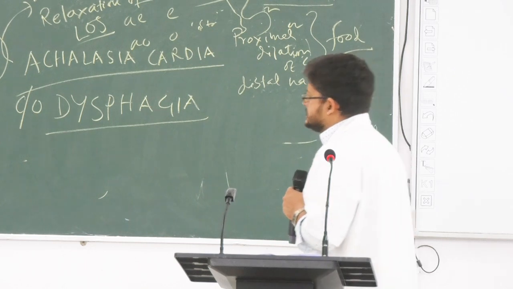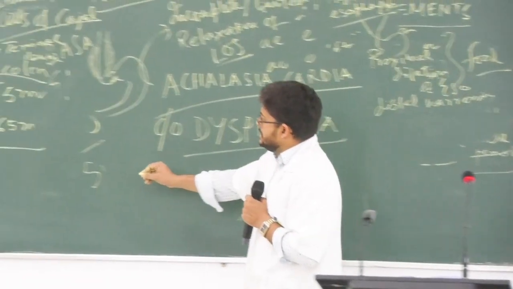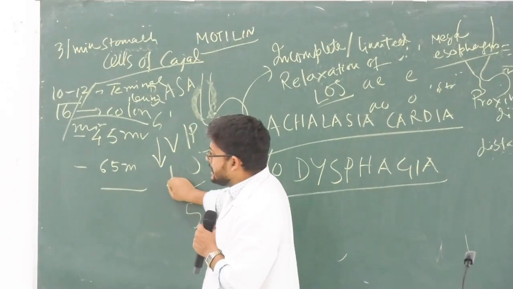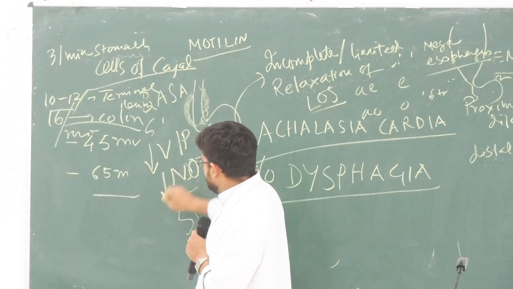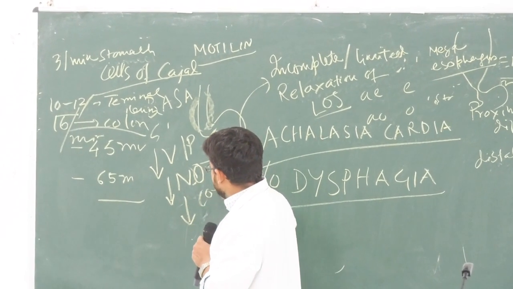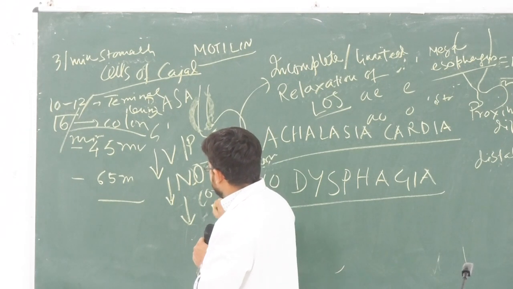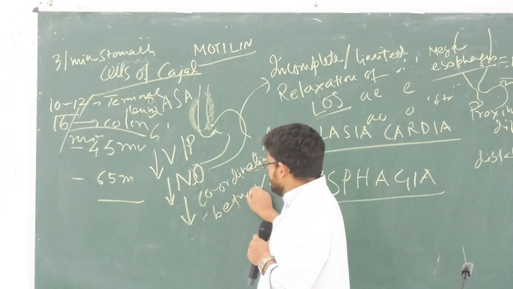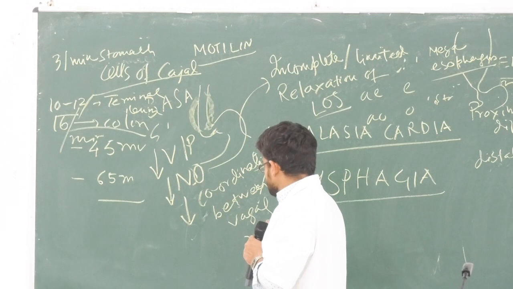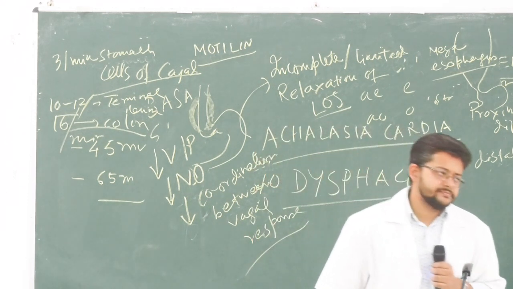The reason why this happens, the physiology behind it: the reason is decreased amount of VIP, decreased amount of NO, and reduced coordination between vagal responses. So that leads to development of achalasia.